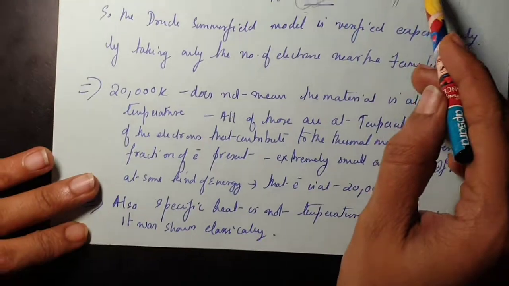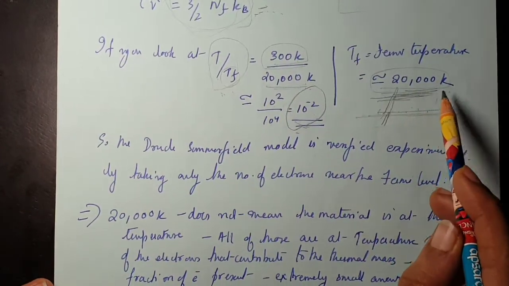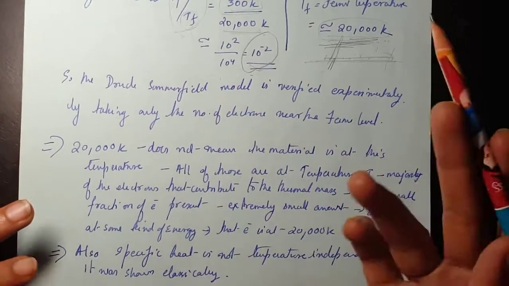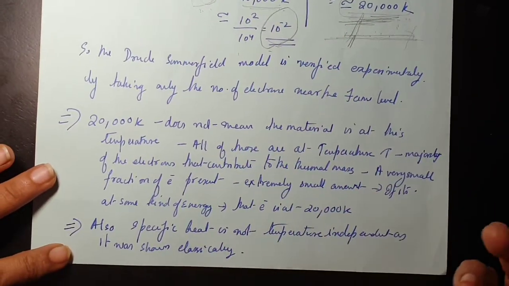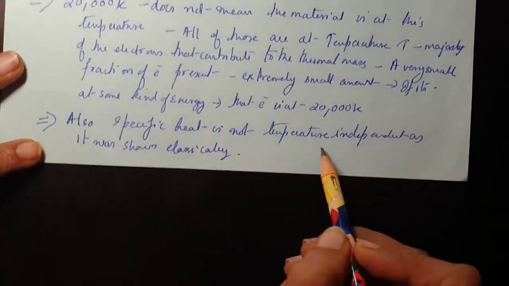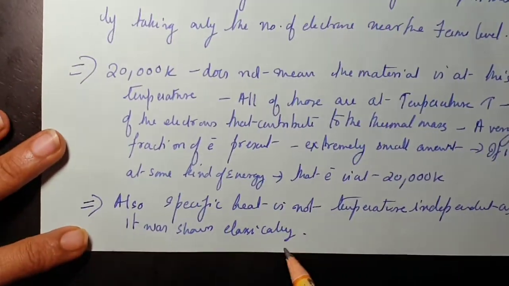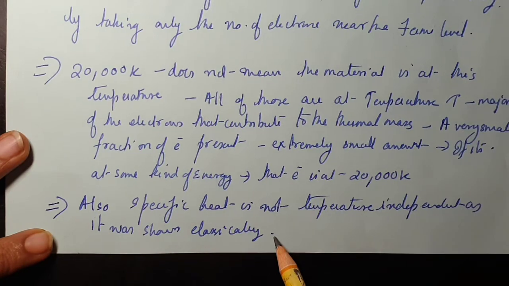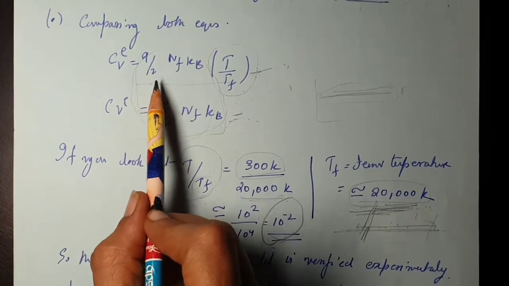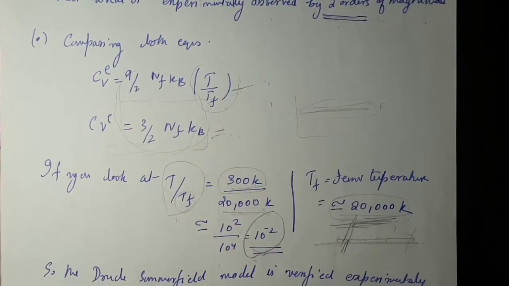So if you measure experimentally, this TF is found to be this value, and when you look at these terms you find that these values are experimentally correct. Also, specific heat is not temperature independent as it was shown classically. In classical terms it is temperature independent, but after deriving this formula we found that it is dependent on temperature.